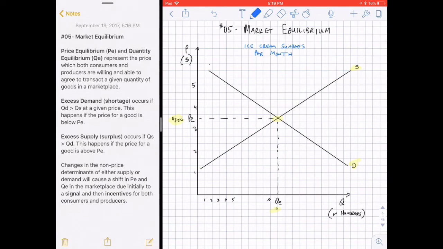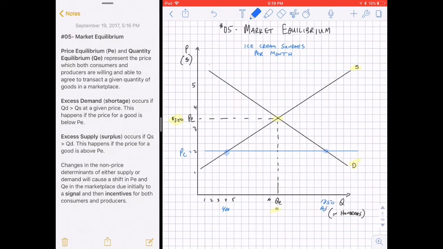Let's just highlight what would occur at that price point. At that price point, we can see the $2 price intersects the supply curve and gives us a quantity supplied of 400 ice cream cones, or ice cream sundaes. And it intersects the demand curve at, counting it out, it'd be about 1,850 quantity demanded.